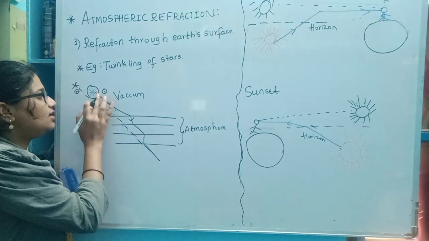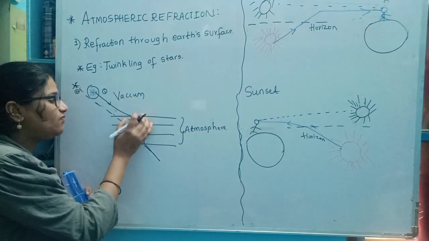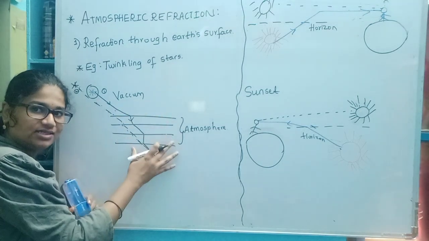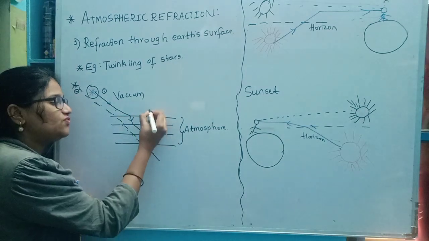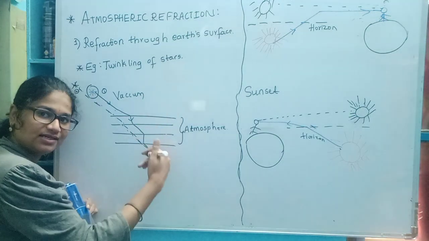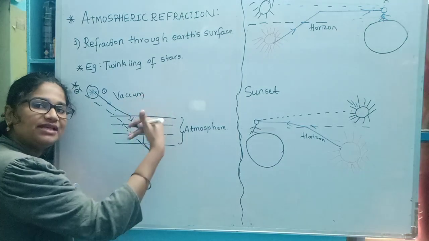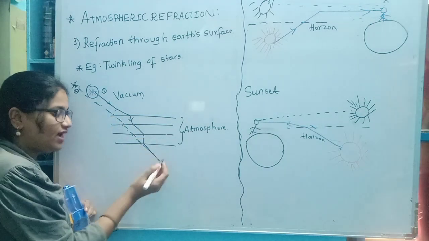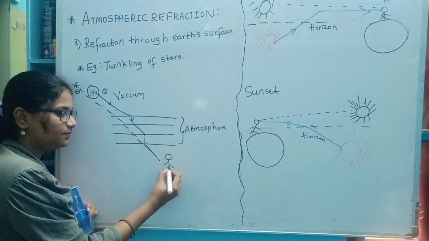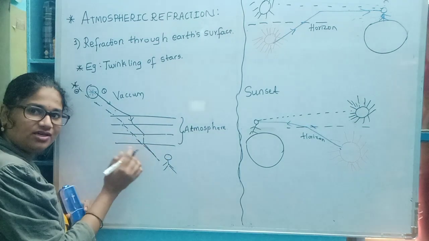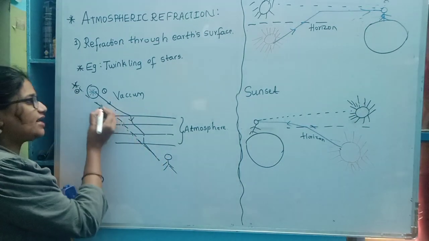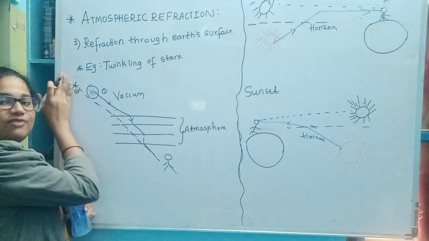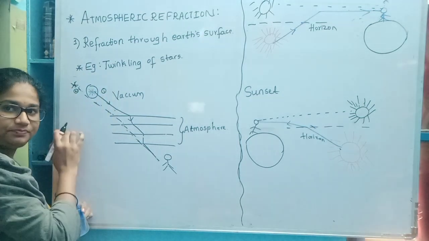When a ray of light enters from the vacuum into the different layers of the atmosphere, the layers become denser and denser as we move in. So the refraction occurs here. Finally, we get the refracted ray to see. When we follow that refracted ray, we feel that the star is somewhere far from the actual position.